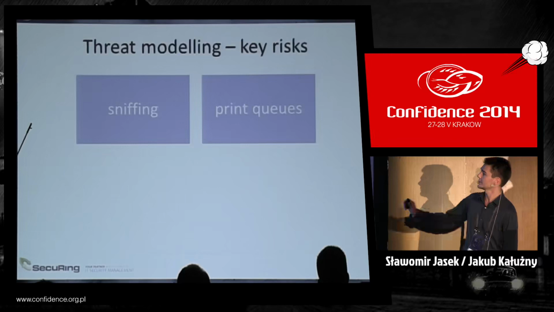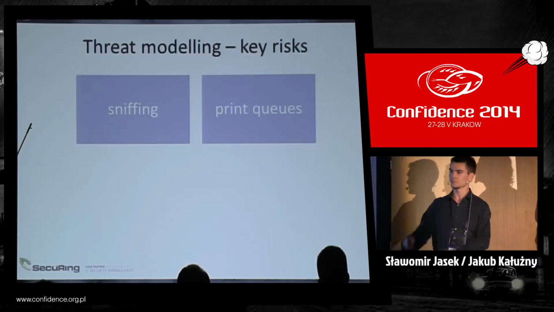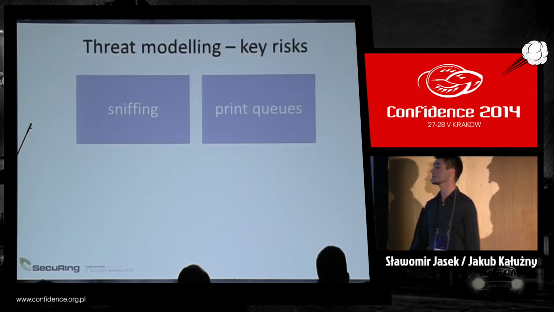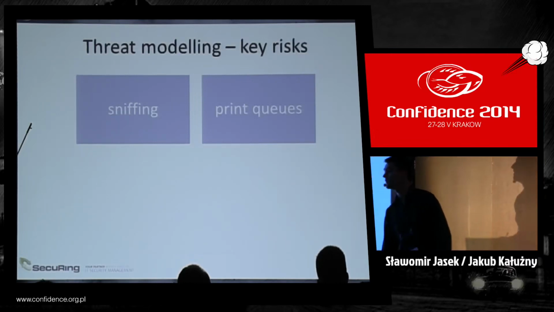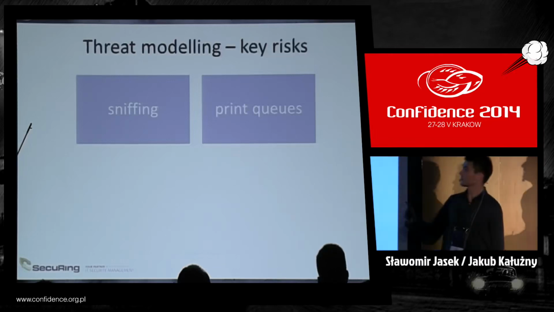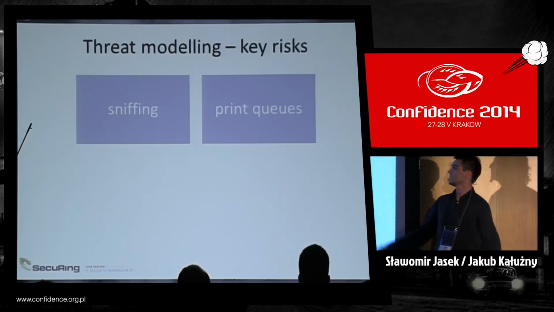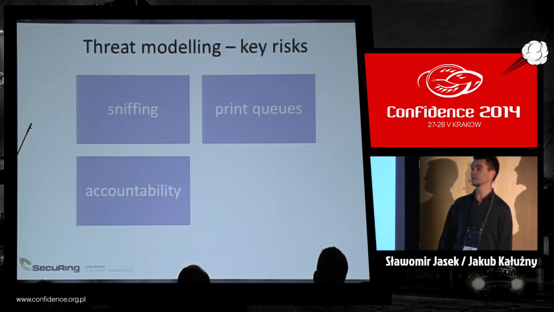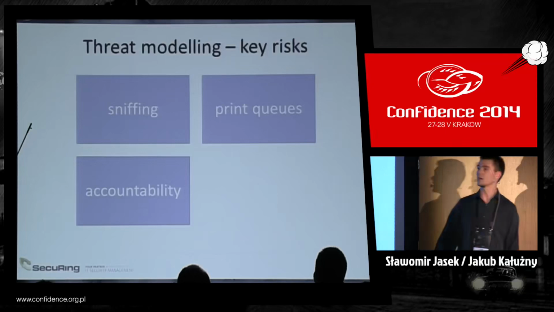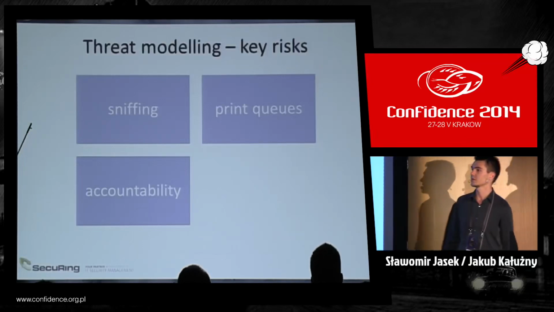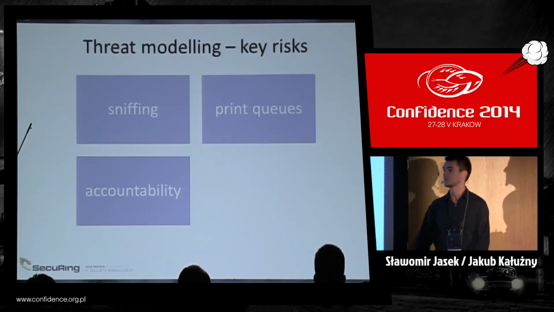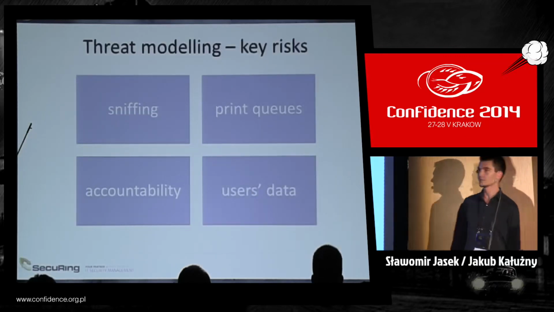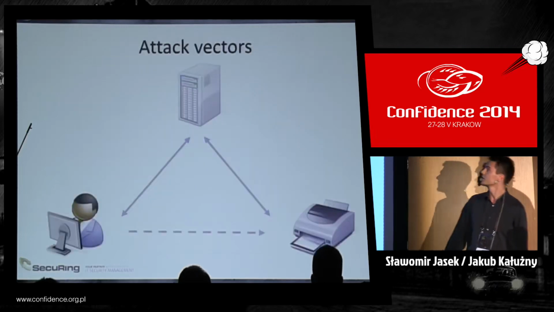Well, okay, it's included in the sniffing, but maybe some more? Good, but actually it's just like printing the other queues. Okay, so tampering the accountability, printing at others' expense. We would not like to have people printing books at the expense of their supervisors, let's say. And of course, stealing users' data. So we would not like to have user data stolen.